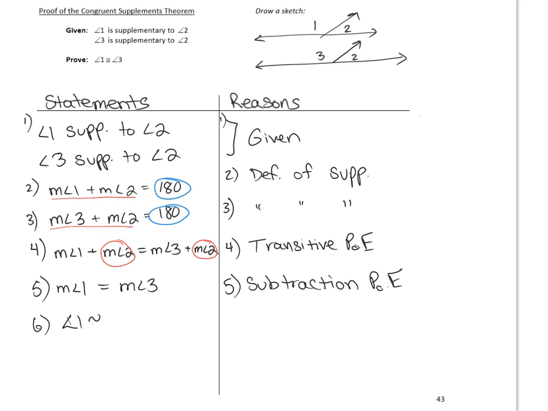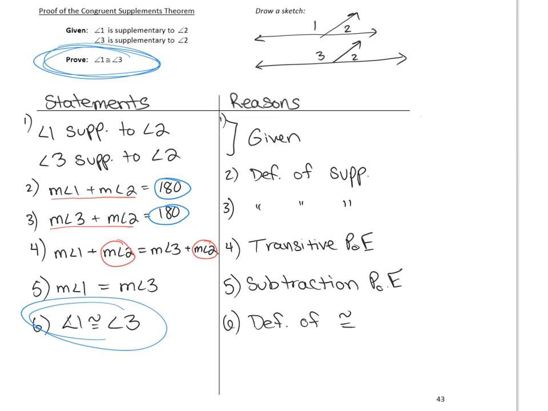Angle 1 is congruent to angle 3 by the definition of congruent. And again, my whole goal was to end here. Well, I got here, so I'm done. Yay!